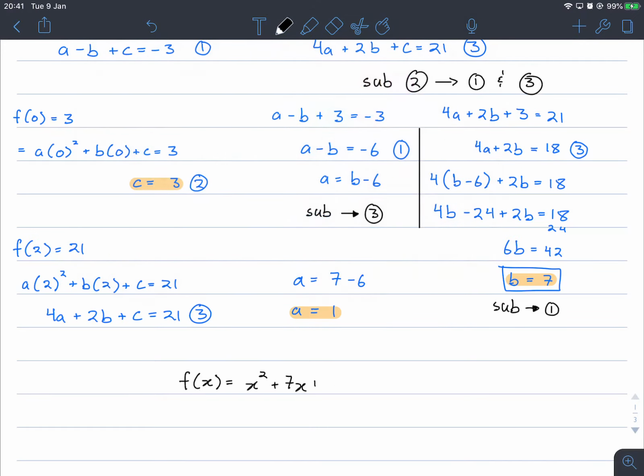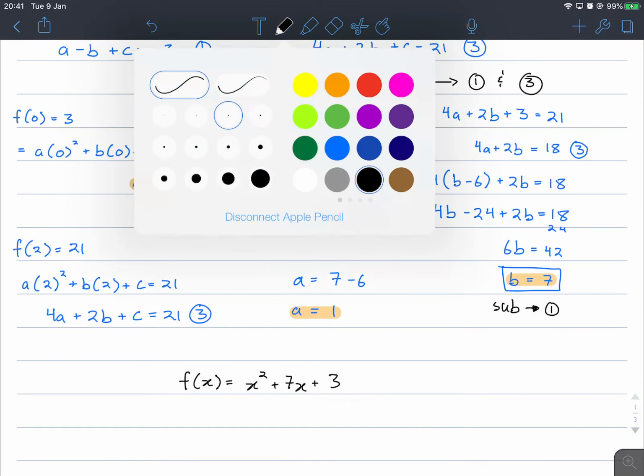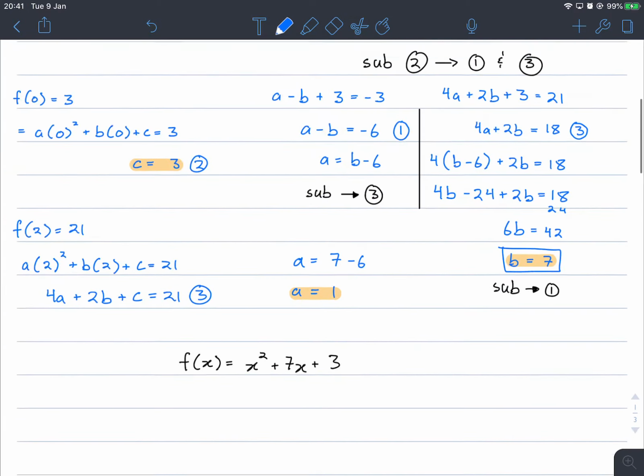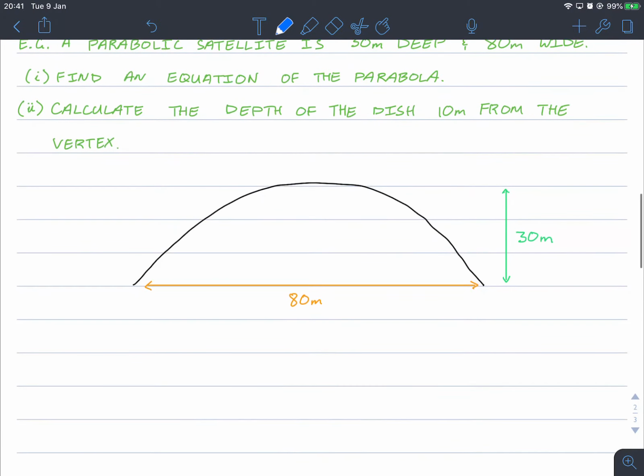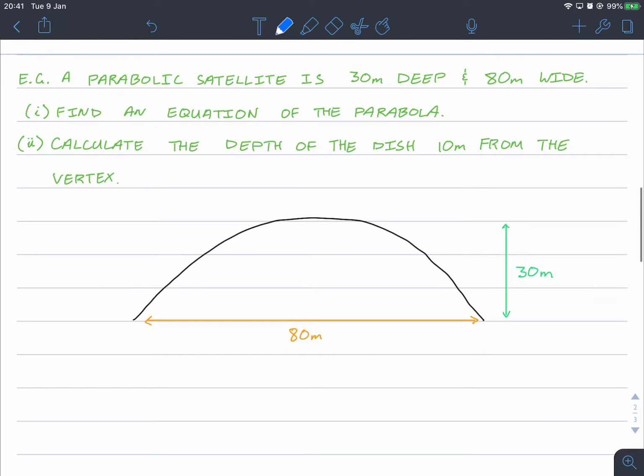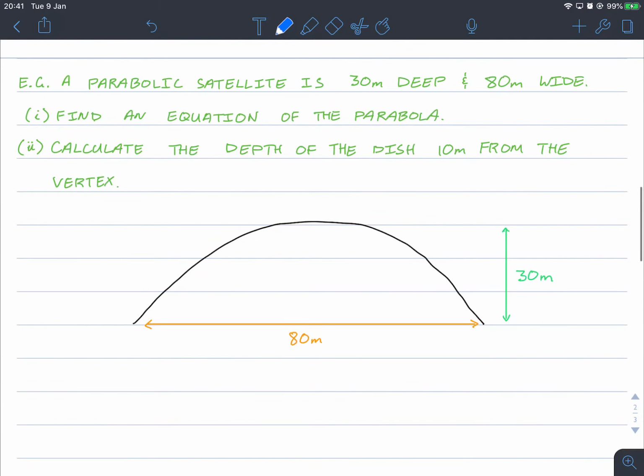Whoops, I'm erasing this. Plus 3. But now I'm going to do an example where it's not as obvious, and we are unsure what points we are to use. Okay, so here we go. A parabolic satellite dish is 30 meters deep and 80 meters wide. 1i, find an equation of the parabola. We won't even get to the second question just yet because we require to answer the first question.